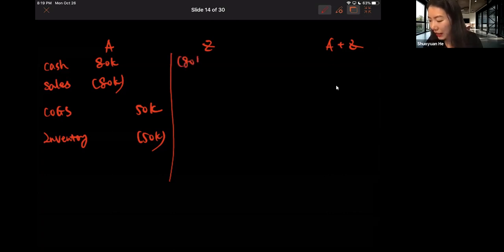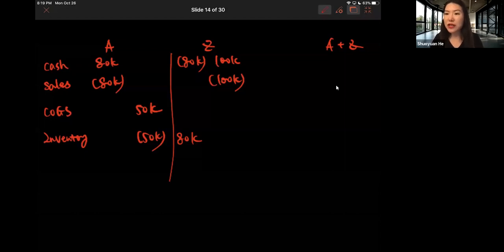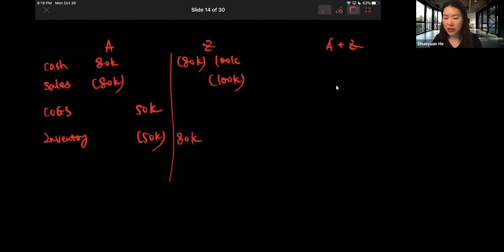Zirkin is paying out cash of 80,000 and it is getting inventory of 80,000. And when it is selling that inventory to the outside party for 100,000, it is getting cash of 100,000 and recognizing revenue of 100,000. At the same time, it needs to transfer the cost of those inventories, which is 80,000. So it should recognize cost of goods sold of 80,000.